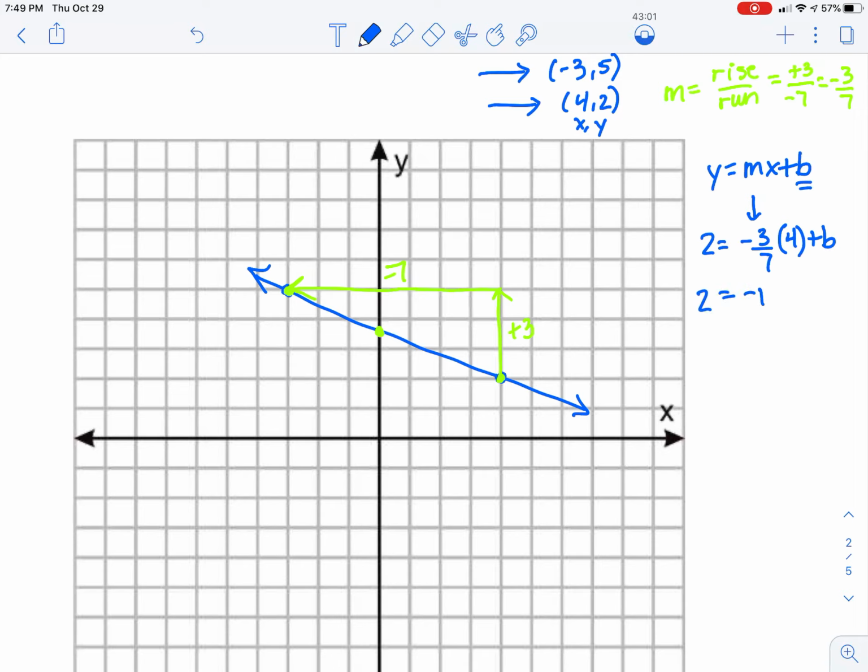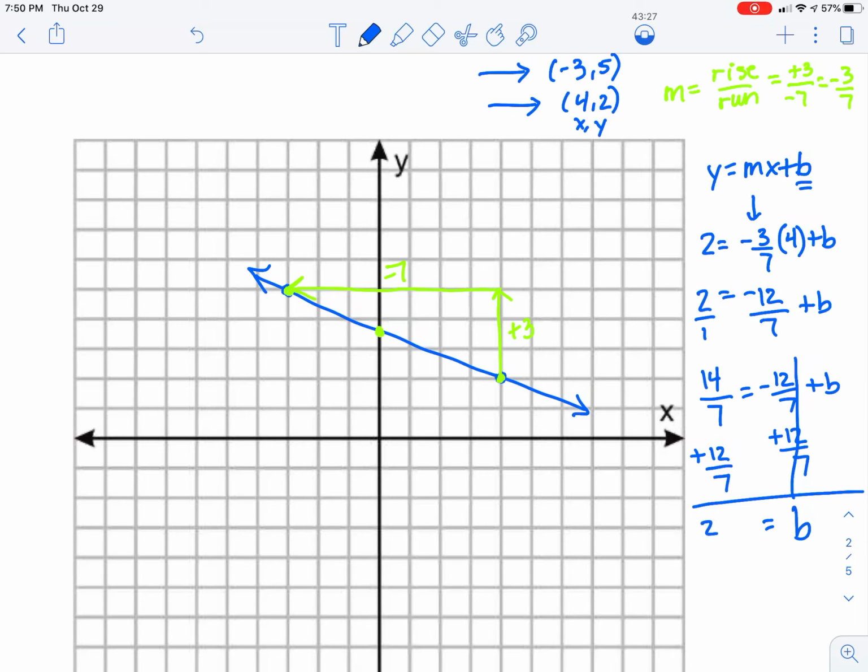So 2 equals negative 12 over 7 plus b. I need to change this 2 over 1 to something with a denominator of 7. So I would have 14/7 here. Let's just rewrite this so we don't lose track of where I am. I'm going to add 12/7 to both sides, which will eliminate it from this side and make it 26/7. Okay, so that is the exact same value that I got today when we worked it out in class.